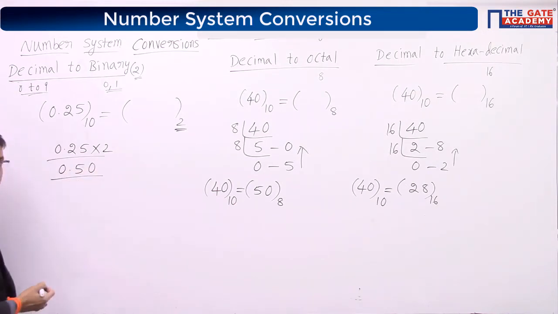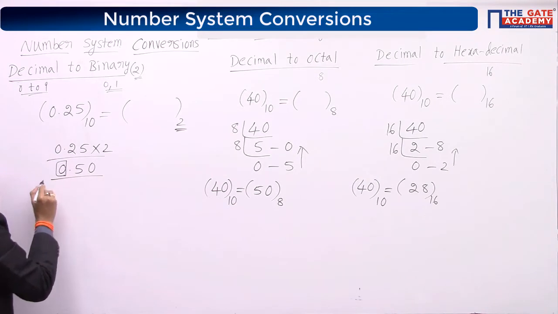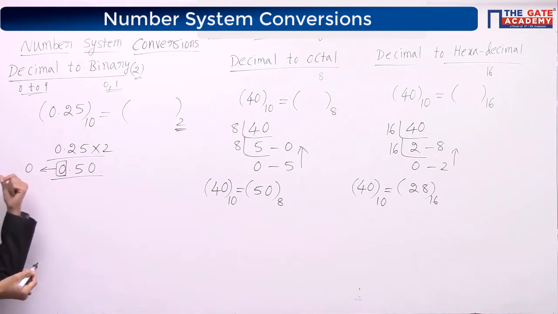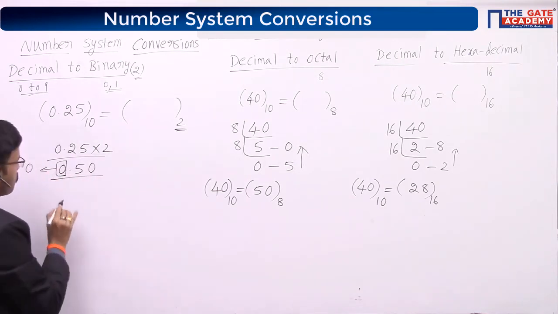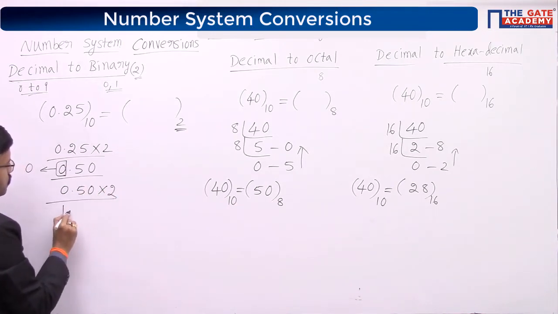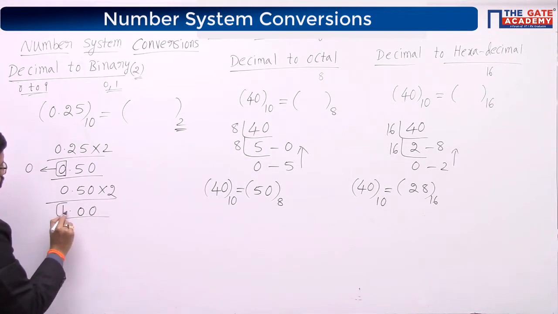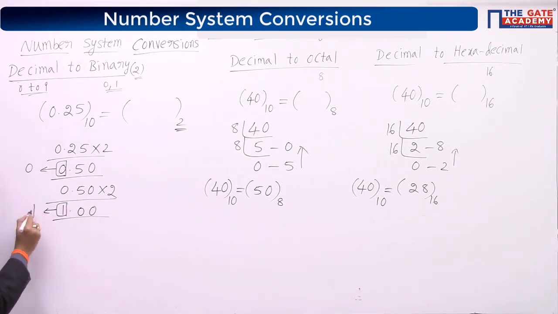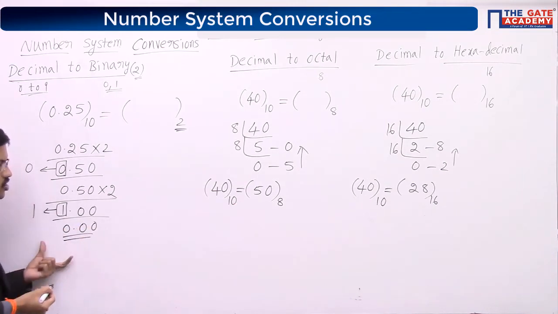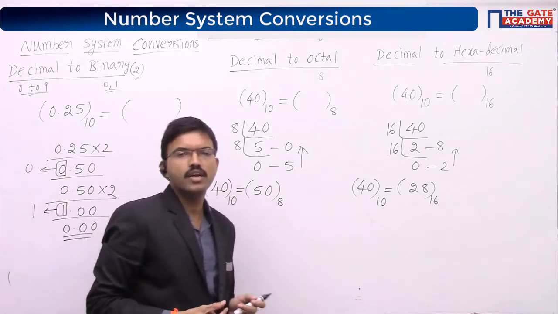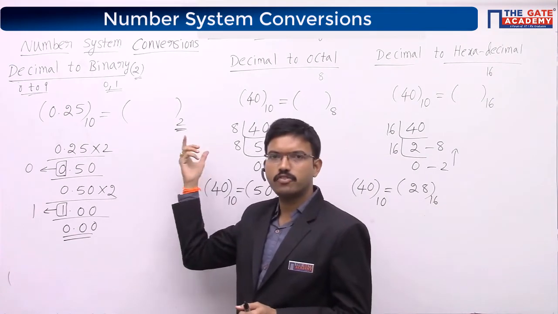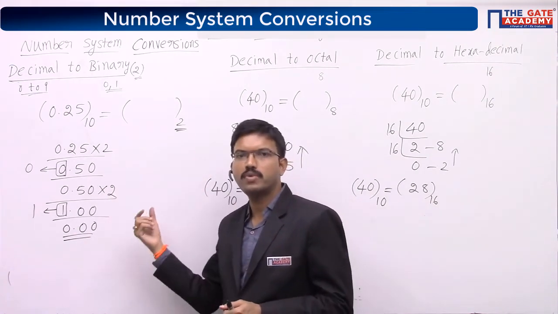After doing the multiplication, whatever integer value I am getting, that value I will take. So here I will take 0. After taking 0, the equivalent value doesn't change, so I will have the same 0.50. Multiply with 2. Here I will get 1.00. In this case, I got 1. That 1 I will take. After taking 1, here it will be 0.00. When you get 0, you can stop the process, or based on the given choices, whether after the point you want 3 digits or 4 digits, accordingly you will perform the repetitive multiplication like this.